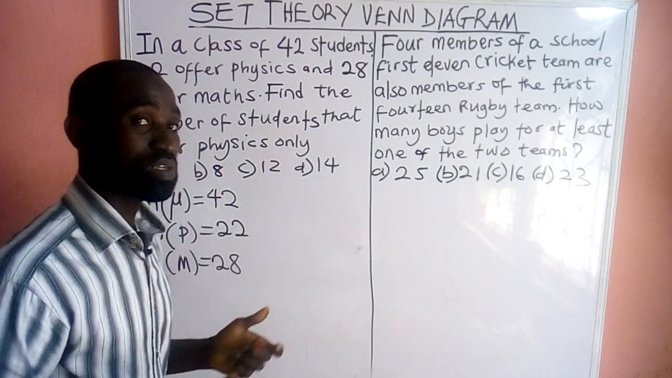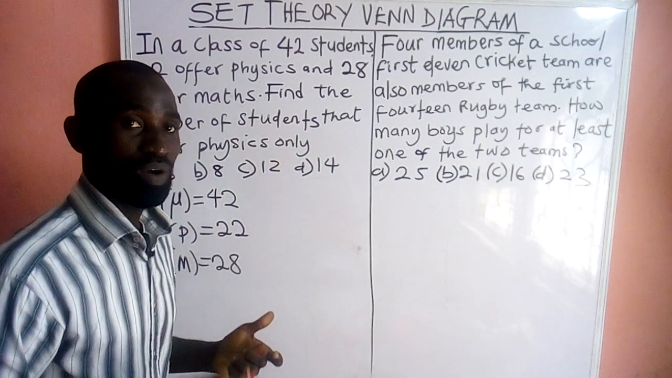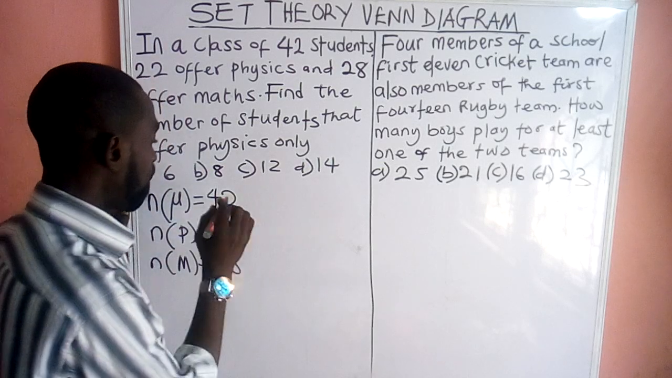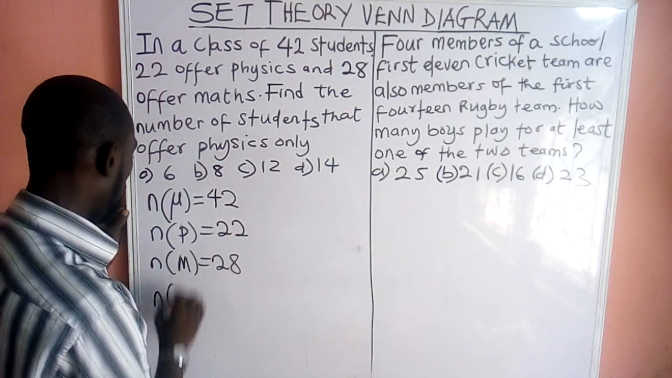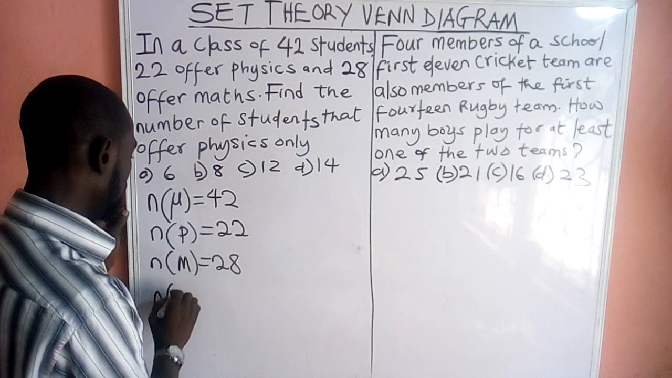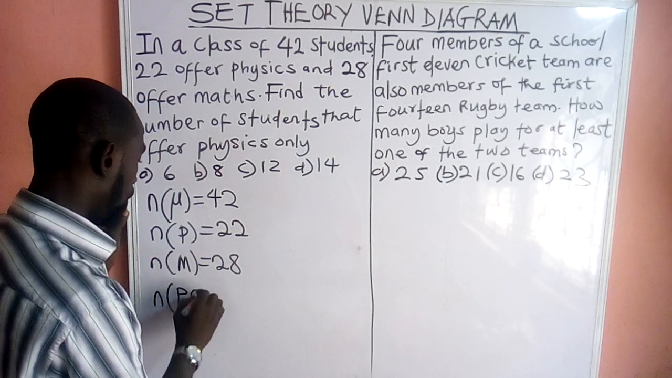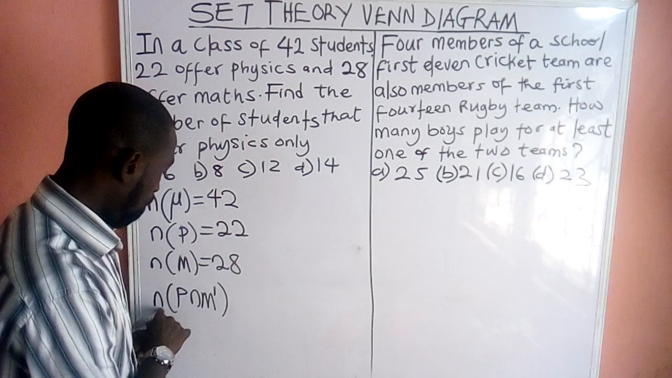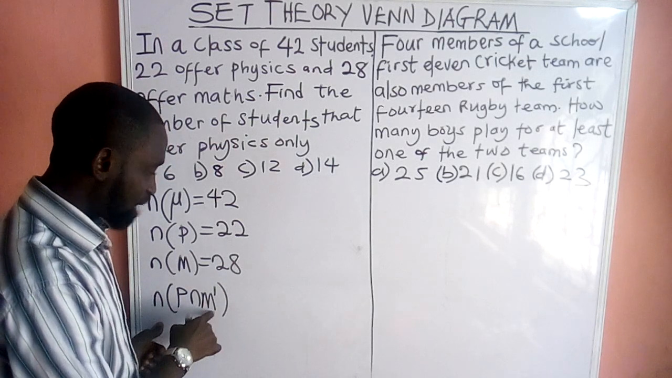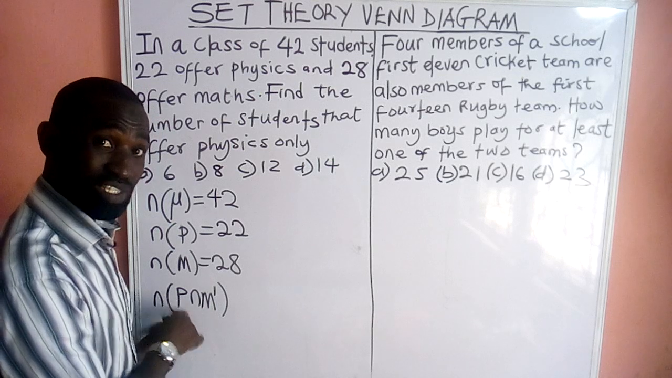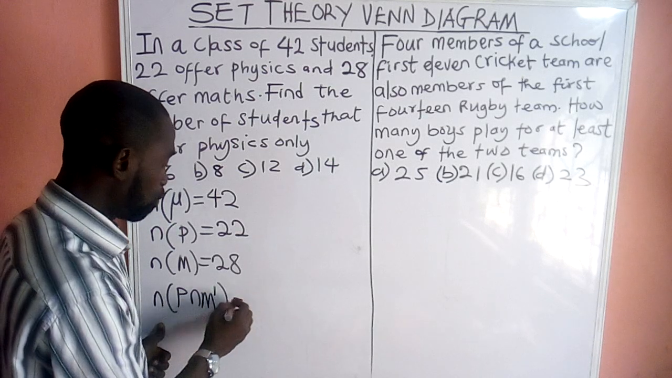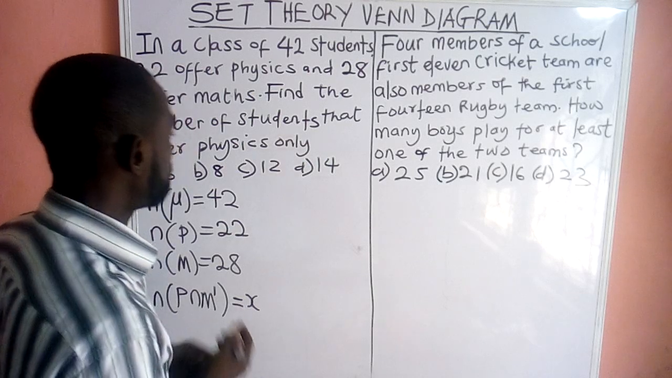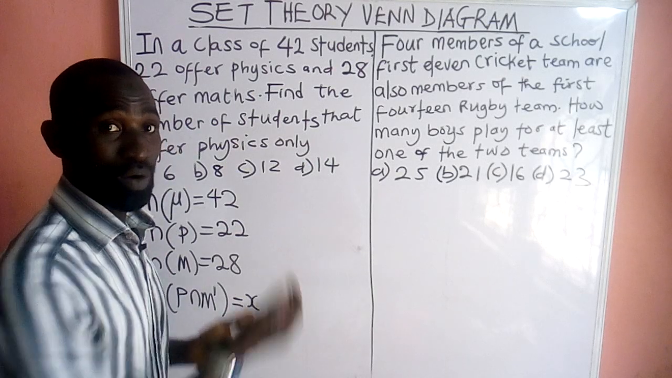If I want to use set notation, what I've explained in part 1, the number of physics only will be like this: the number of physics intersection maths complement, that is maths prime. Number of physics and maths prime, this is what we call physics only. I don't know what this is, so I'll represent it by s. Let us now draw the Venn diagram.